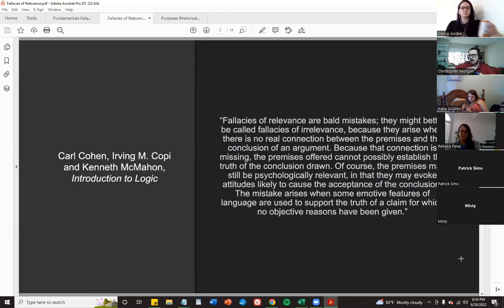This is another reason why it's important to be on guard about distinguishing between the pathos of the language and the actual reasoning of the argument itself, because something that might be psychologically relevant or pleasing to you is not necessarily the premise and the conclusion of the argument, right? And it might blind you to some of the more heinous examples of different fallacies.